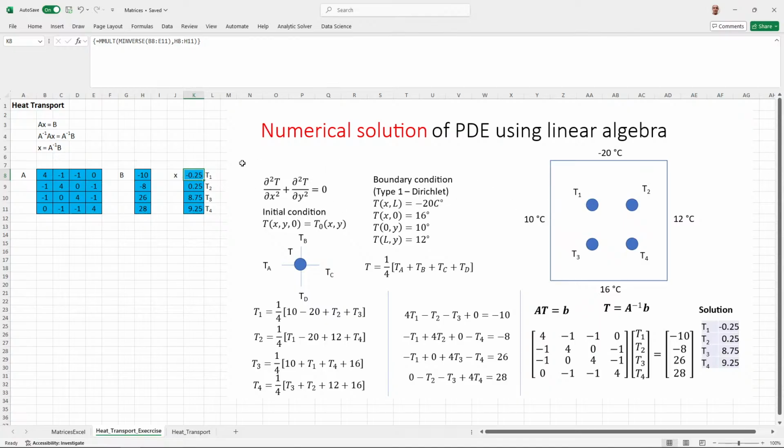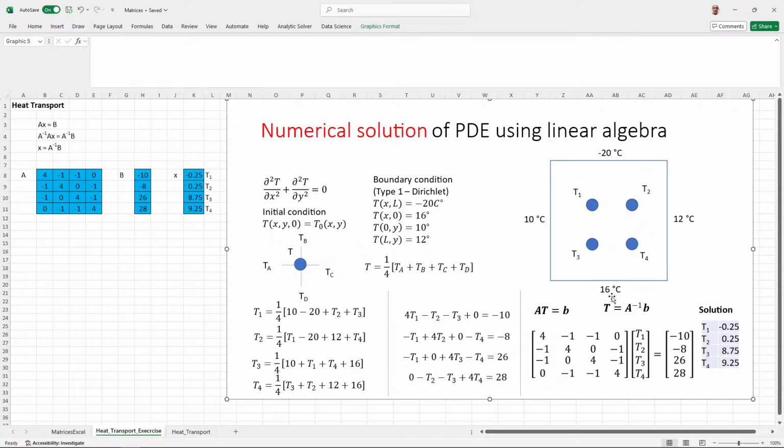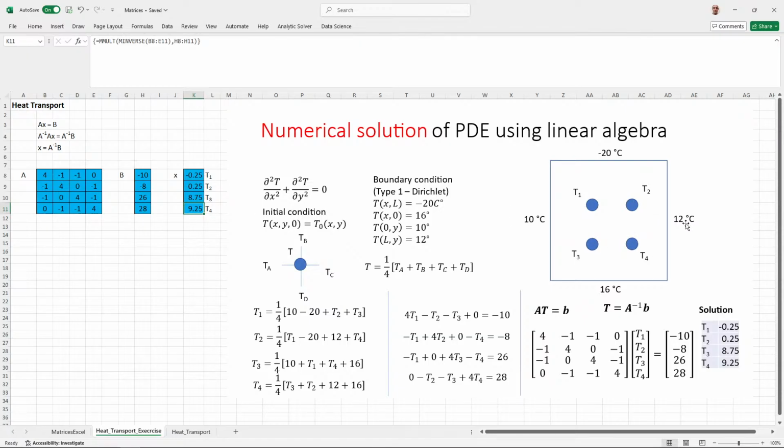So you got here -0.25. This one would be slightly warmer because here is 12 and here is -20, so T2 is 2.25. This one here would be warmer than these two because this is 16 and this is 10. So T3 is 8.7. So you see this one is warm, this one is freezing, this one is almost freezing, but this one is nice, 8.7. This one, T4, you expect to be the warmest because here is warm and this boundary is warm and this boundary is warm, so this is the warmest, and that's exactly what we got.